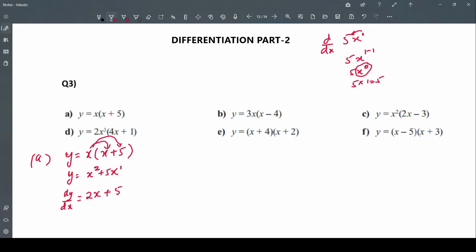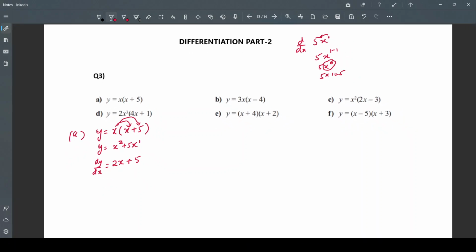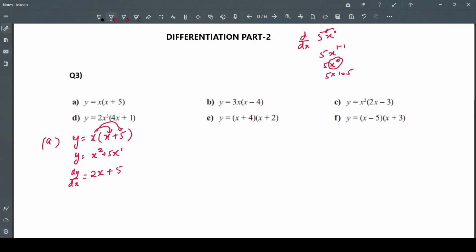So it means that if you have any variable with a single power and having a constant, you'll be getting the coefficient itself. So this is how it's done. We'll do more questions so that it will be easy for you. So we got the answer as 2x plus 5. So let's do the b part.